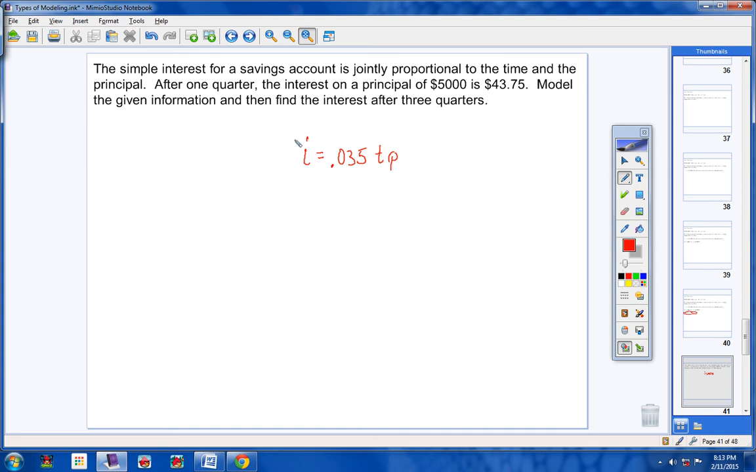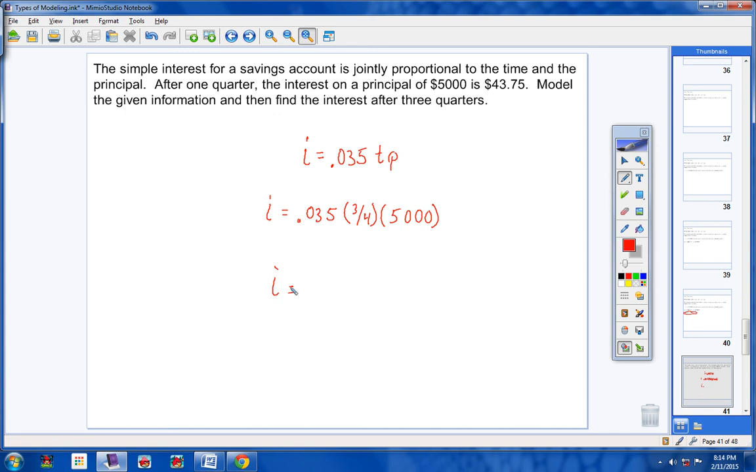Now let's find the interest after 3/4. So find the interest after 3/4. So 0.035 stays 0.035. It wants 3/4. So my time would be 3/4. And then my principal, of course, would be 5,000 because that's what I'm investing. And see how easy that is, students? It's like a calculator problem.